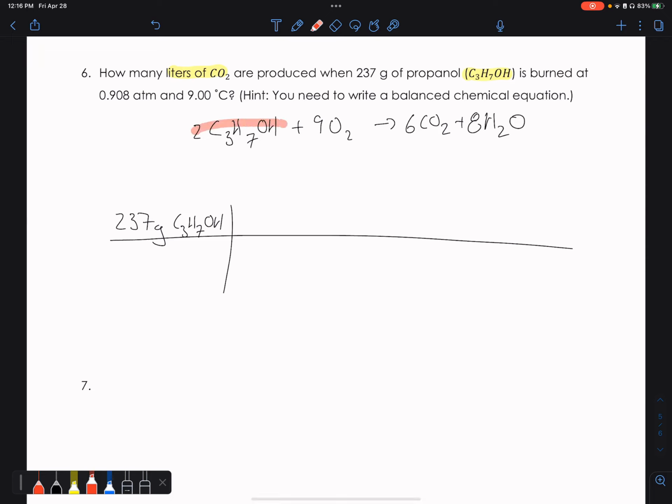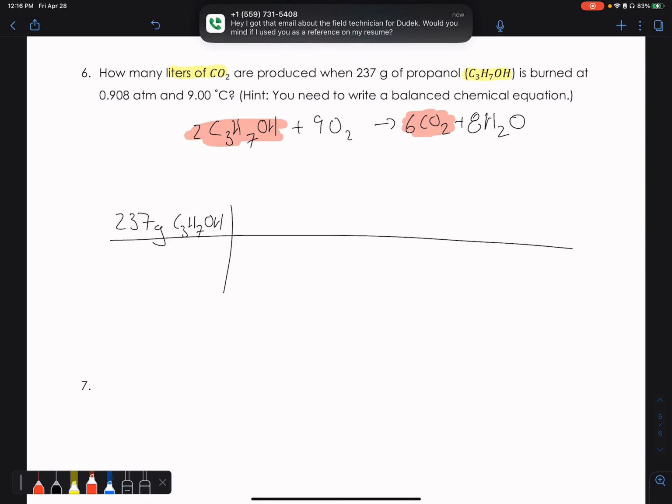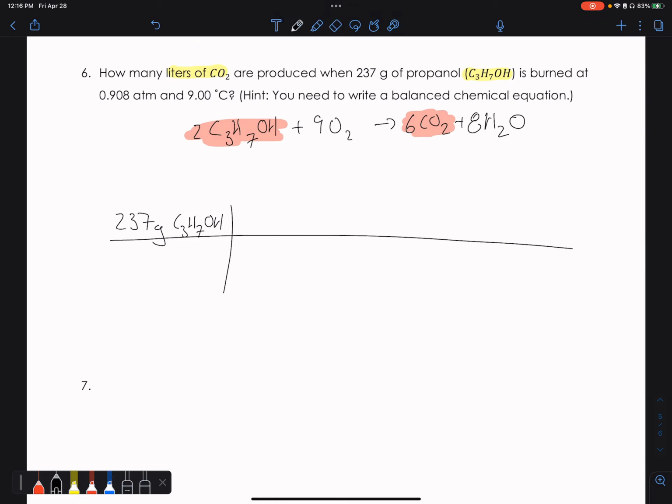And we're going to use this to figure out how to make that CO2 from propanol. And we're going to need then the molar mass because these are mole ratios. So 2 moles of propanol will make 6 moles of CO2.